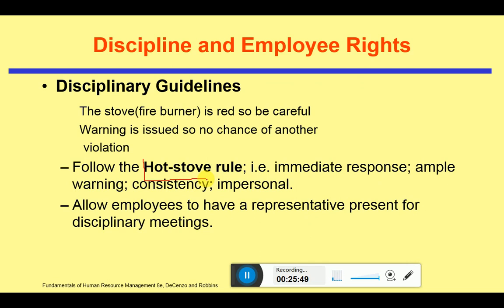What is the hot stove rule? Hot stove rule simply means immediate response, ample warning, consistency and impersonal. Or simply stated, we can say hot stove rule is that discipline should be immediate, provide ample, more, warning, be consistent and be impersonal as well.